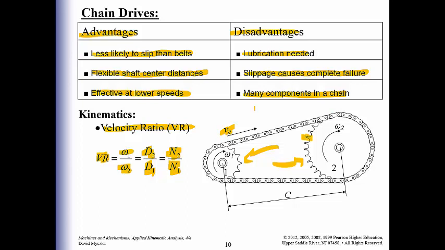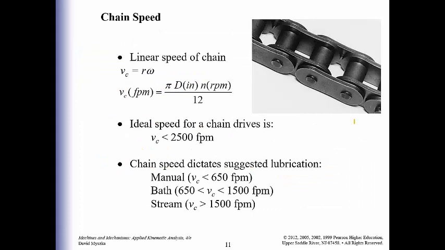This VC is going to be the linear velocity of the chain. We see omega 1, omega 2 going in the same direction, so very similar to the belt system. It's just that we have these sprockets that allow the transmission of the motion. Same equation going on: chain speed is your pitch radius multiplied by the omega of your sprocket. And to get to feet per minute, it's still pi times pitch diameter in inches times the RPM, where you would have to convert your rad per second into RPM, all divided by 12.